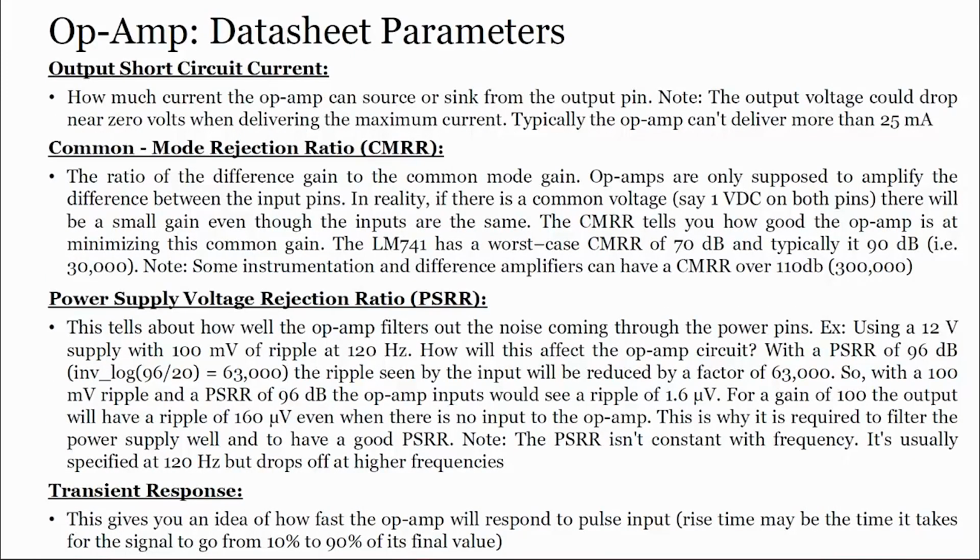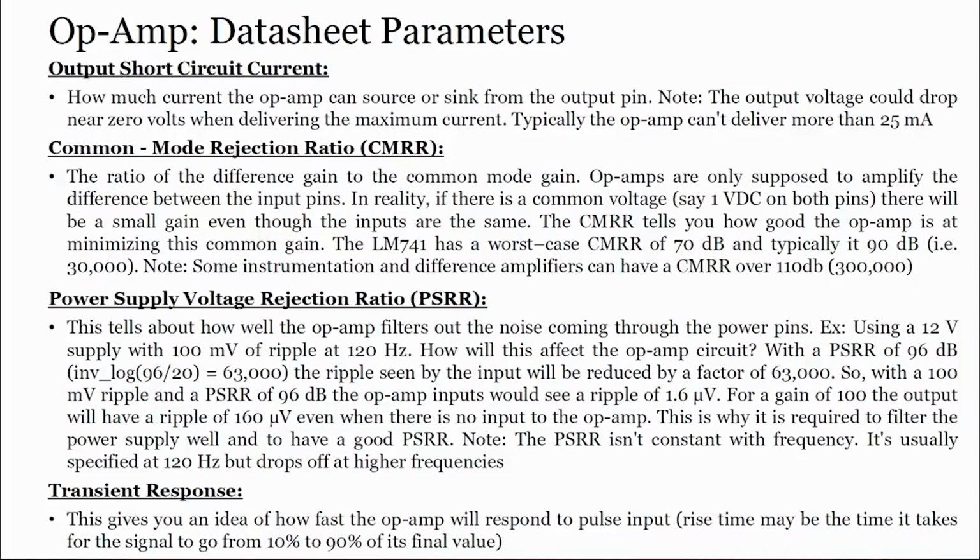Then there is the output short circuit current. What is that? It is how much current the output can source or sink from the output pin. The output voltage will drop near 0 volts when delivering the maximum current. Typically, the op amp cannot deliver more than 25 milliamperes.